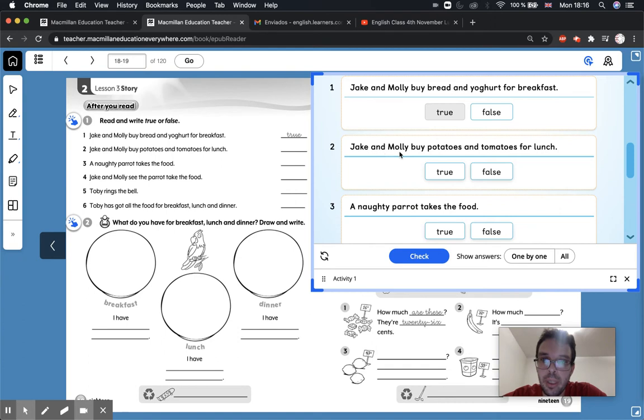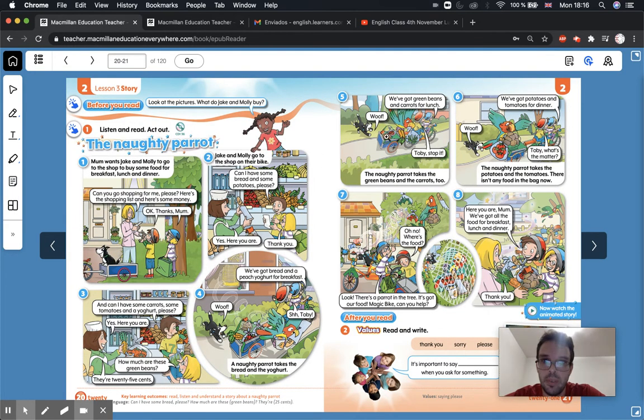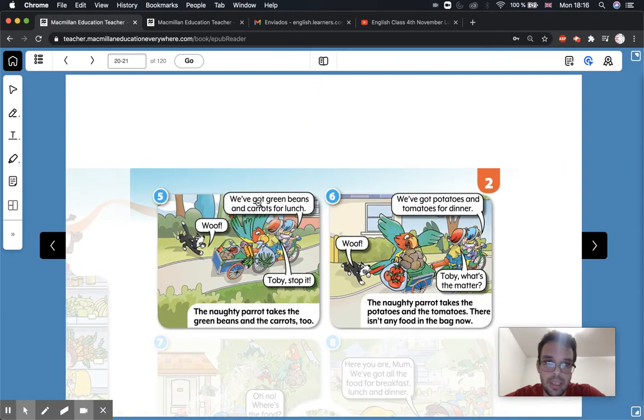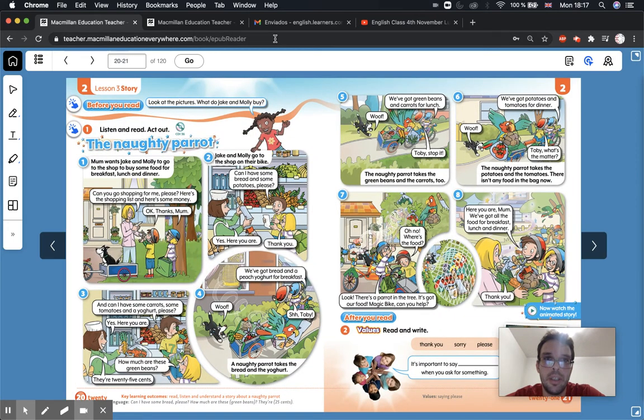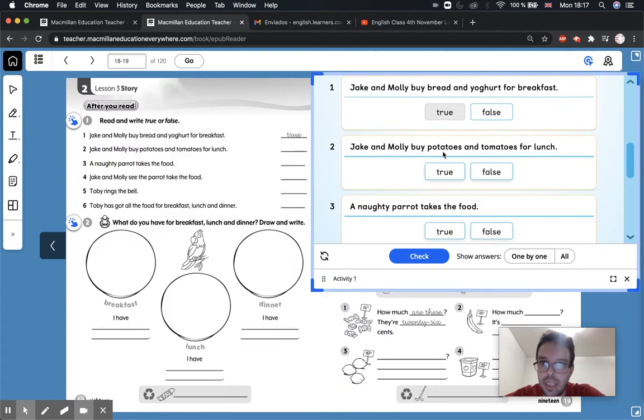Let's look at question number 2. It says, Jake and Molly buy potatoes and tomatoes for lunch. Is that true, verdad, or false? Falso. Let's look in the story. Now let's have a look here. It says, we've got green beans and carrots for lunch. Here it says potatoes and tomatoes. So that's not correct. So that's false, right? So number 2 here, we write false. Okay.